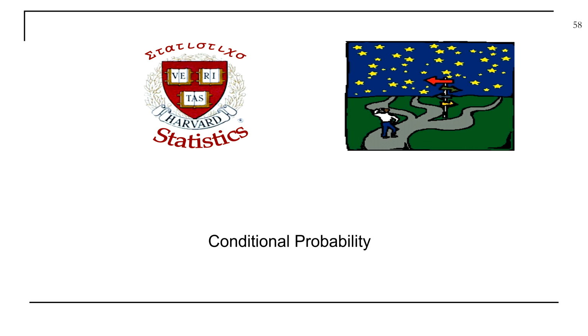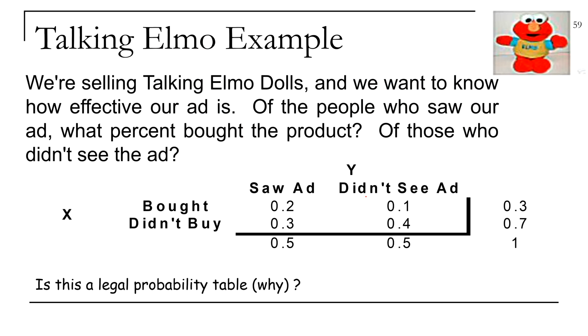Welcome! This video is on conditional probability, the probability of A given an event B. And we'll start with a very basic talking Elmo example. You want to know if advertising is related to people buying a product. And so we have data on whether they bought a talking Elmo doll. This is what a talking Elmo doll looks like, it talks.